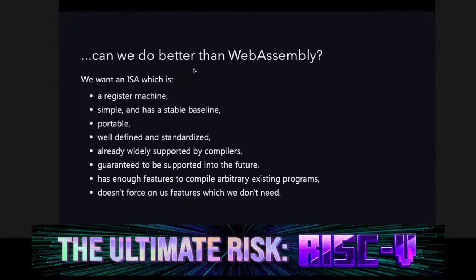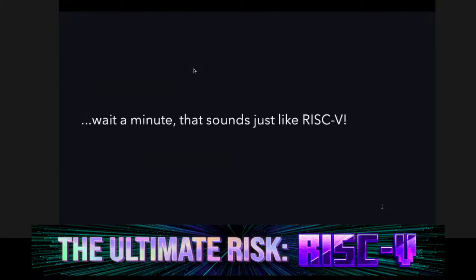It's guaranteed to be supported into the future. We're looking at timescales of like 10, 20, 30 years. Has enough features to compile arbitrary existing programs, but it doesn't force on us features which we don't want or need. So wait a minute, doesn't that sound just like RISC-V? And yes, exactly. That's what we were thinking when we surveyed this whole landscape of alternatives to WebAssembly.